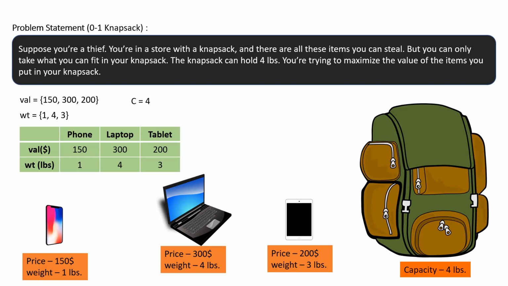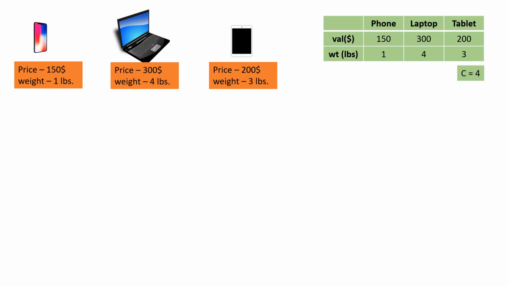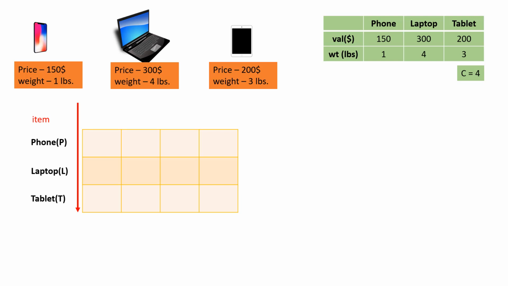Now the problem statement is very clear, guys, and we have to come up with a solution so that we can carry maximum value in our knapsack. To solve this problem, let's take a table where rows represent items, phone, laptop, tablet, and columns represent weight 1, 2, 3, 4. So why have we taken a table here? Because our solution depends on two things: which item we are choosing, and based on that, weight also varies. So we have to consider these two properties to come up with a solution.